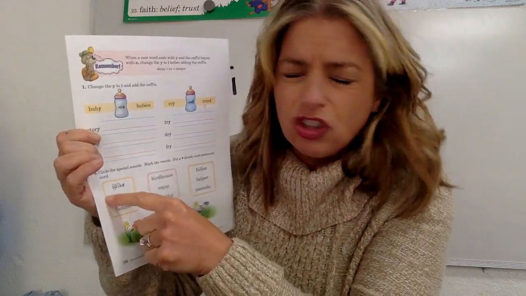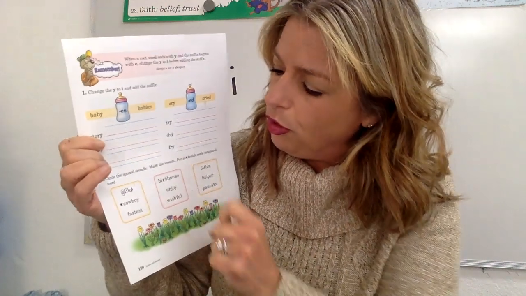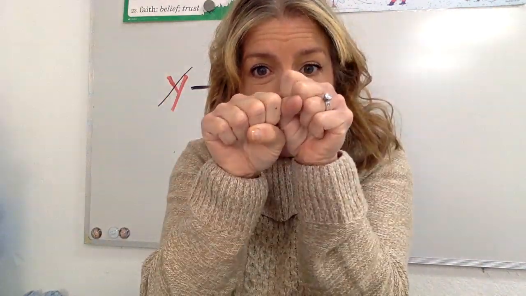If you can make a star, and I know many of you like making stars on your worksheet, if you can make a star, if you can't, just make a little circle next to the word if it's a compound word. Who knows what a compound word is? A compound word is 2 small words put together.